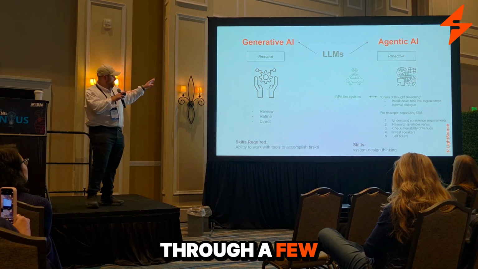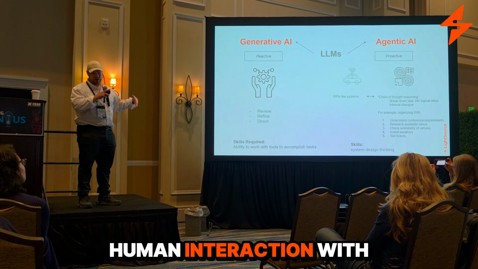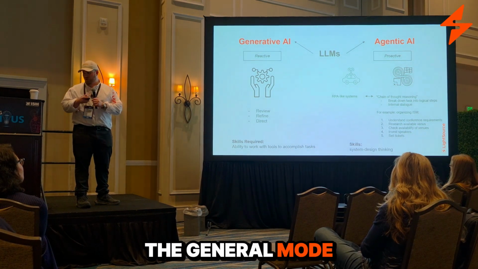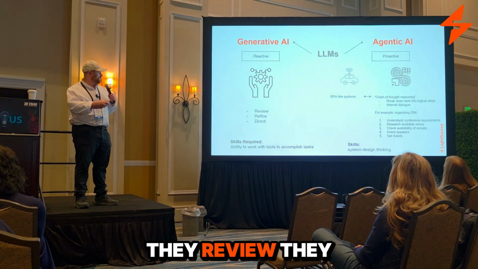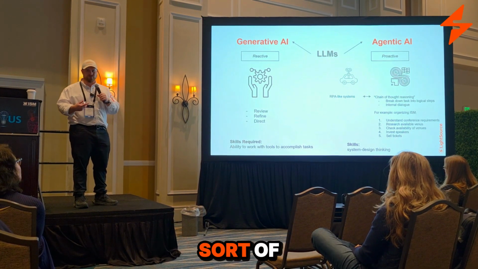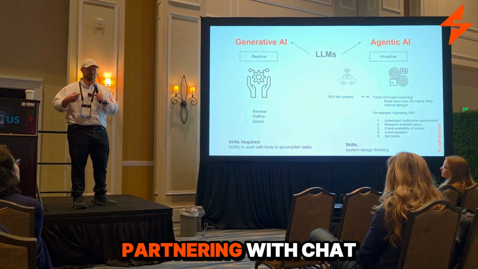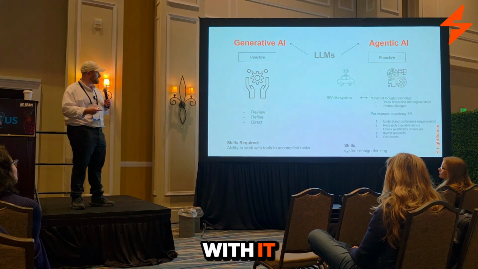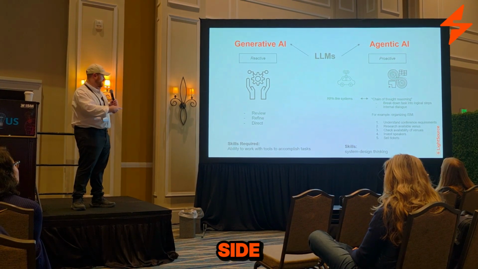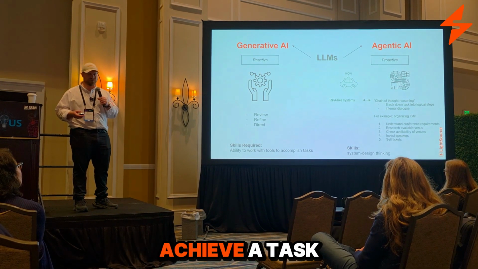So going through a few examples of generative AI, we have human interaction with machine. That's, I think, the general mode that we see here. The person puts in the prompt, they review, they refine, they direct. Who here has had the experience where they feel that they're kind of like partnering with ChatGPT to get something done? You have to give it feedback and you iterate with it. On the left side, really, that requires the skill of working with technology and tools in order to achieve a task.